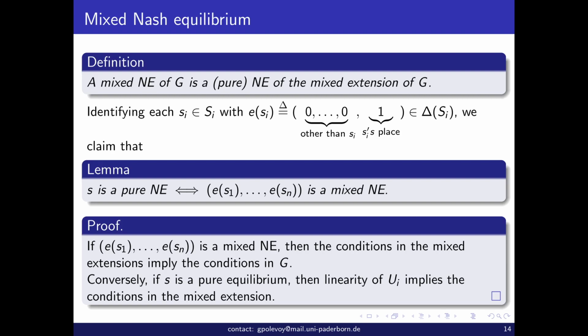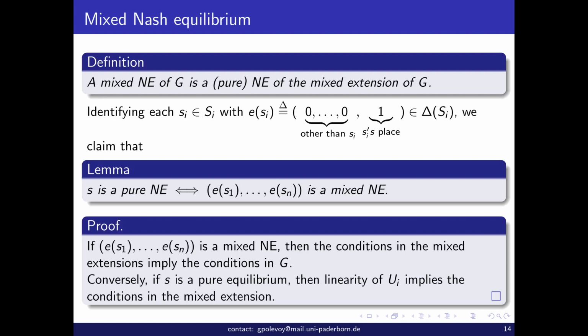If there is a strategy which is a mixed Nash equilibrium, then the conditions that every s_i is an optimal reaction for others are the same as saying that s_i is the optimal reaction for others. And even being the optimal reaction from a larger set definitely implies that s_i is an optimal reaction from the original set of strategies. So the conditions on the mixed extension imply the conditions that it's a Nash equilibrium in the original game.